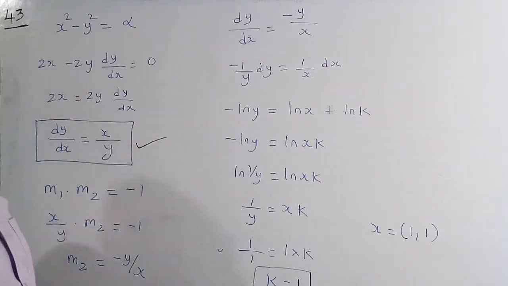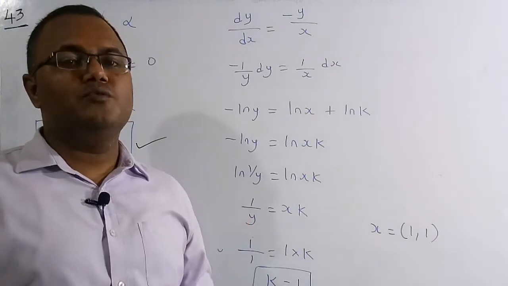But when the two graphs are orthogonal, we can say that the product of the slopes is equal to -1.